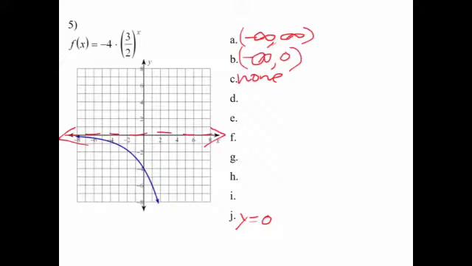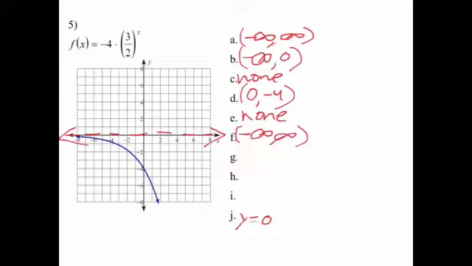Where does it cross the y-axis? It's going to be right there at (0, -4). Alright, where is my function positive, meaning above my x-axis? Well, that's nowhere, so that doesn't exist. F is where is it negative? Well, it's always below the x-axis. So from negative infinity to infinity, it's going to be down below.